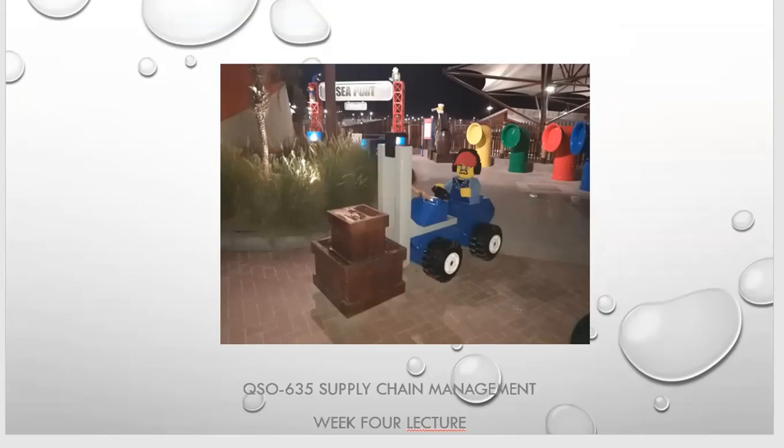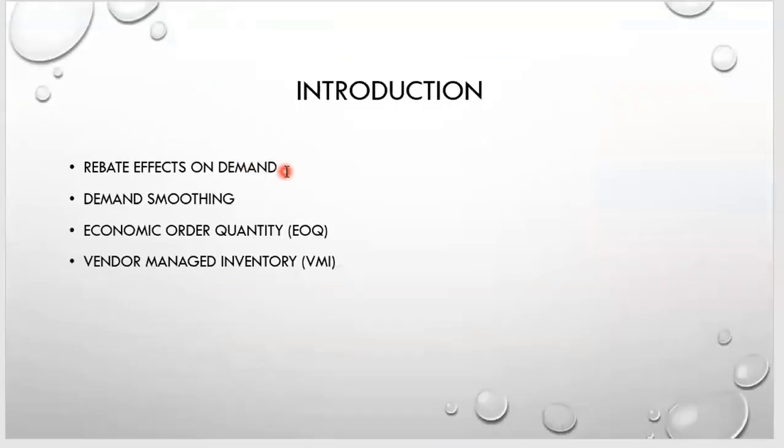In this week, we're going to talk a lot about economic order quantity, but I also want to follow up on a couple things that we had in the last couple weeks. The first, I'm going to give a little bit more feedback on rebates and their effects on demand. I'm also going to talk a little bit more about demand smoothing. I opened up a little bit about demand smoothing last week, so I'm going to provide a little bit more context on what demand smoothing does. Then I'm going to dive into economic order quantity.